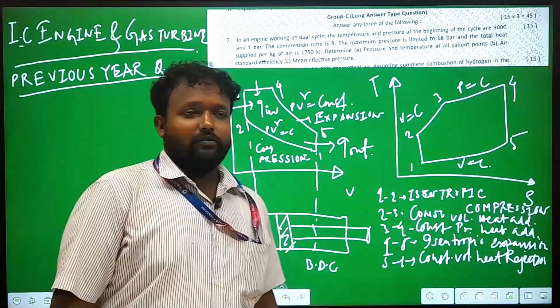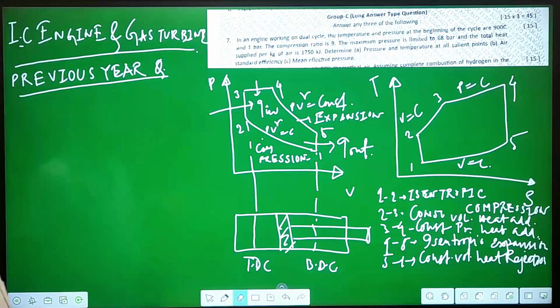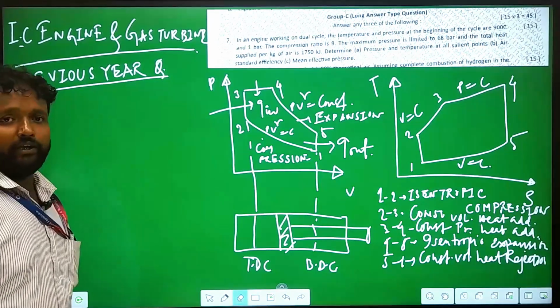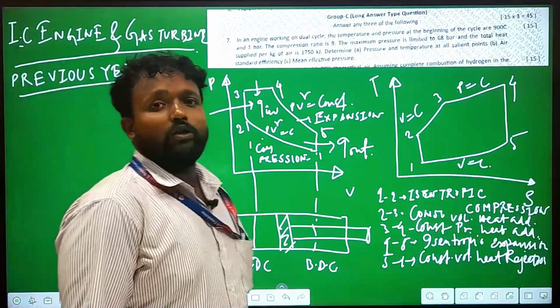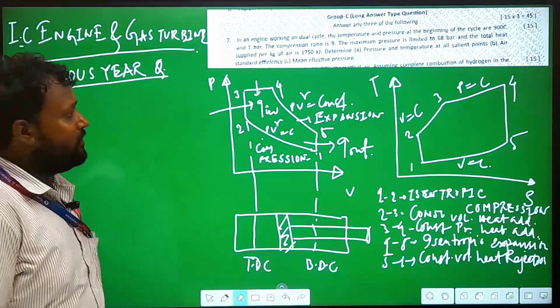Good afternoon everyone. Today we are here to solve a numerical problem from a previous year question paper of IC engine and gas turbine. We solve a dual combustion cycle numerical problem. This is a very good example.